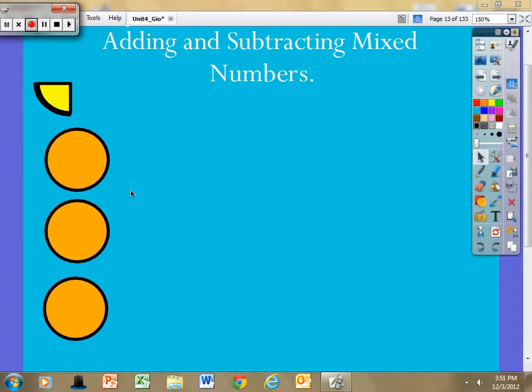This lesson really builds upon the previous lessons we've done with adding and subtracting fractions, and also reducing fractions, and also finding least common multiple, and greatest common factor. So it's just a building process. What I want to do today is give you a visual.